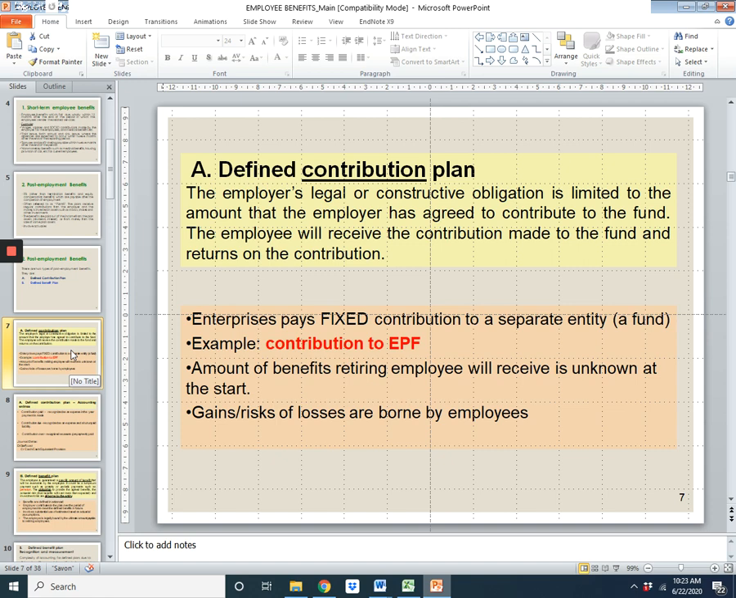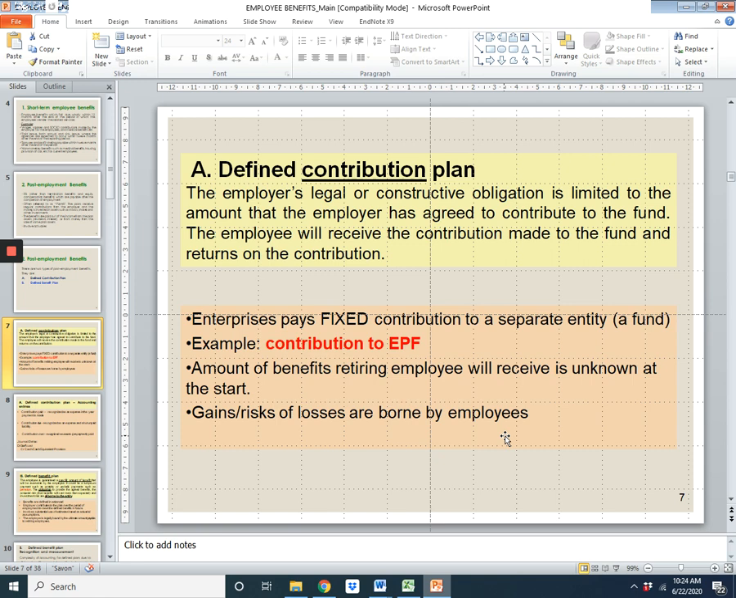Okay, meaning the employer will contribute, let's say, 5% every month. So the contribution is fixed at 5%. So that is what is meant by defined contribution plan. In this case, how much the employees will get when they end their employment depends on the fund, meaning it depends on how KWSP manages it. That's why the gain or risk of losses are borne by employees, because the company has already carried out its obligation by contributing.